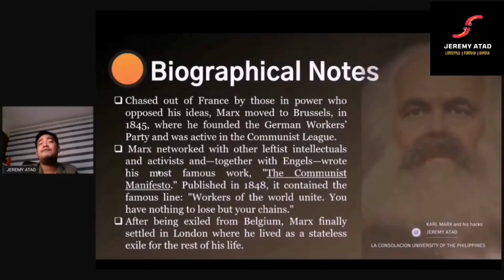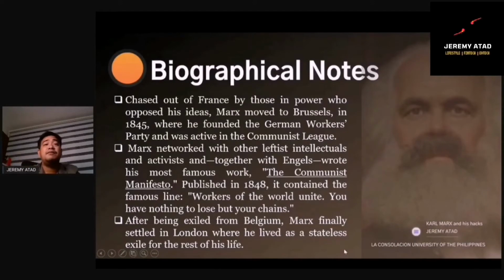He was chased out of France by those in power who opposed his ideas. Marx moved to Brussels in 1845, where he founded the German Workers' Party and was active in the Communist League. Marx networked with other leftist intellectuals and activists, and together with Engels, wrote his famous work, The Communist Manifesto.